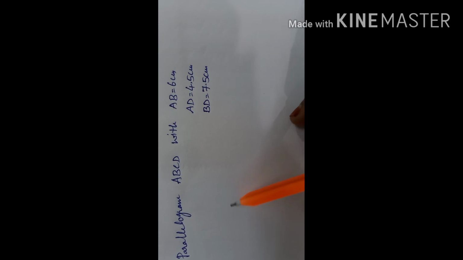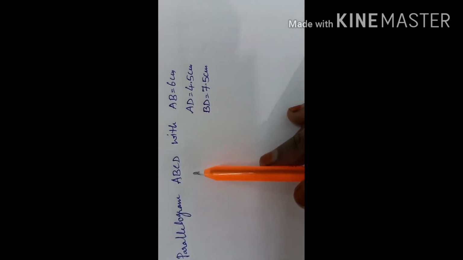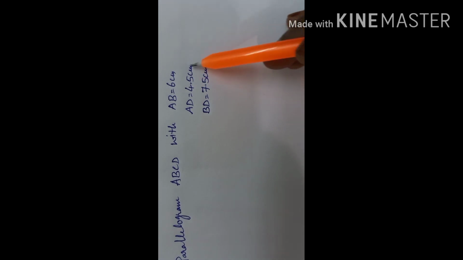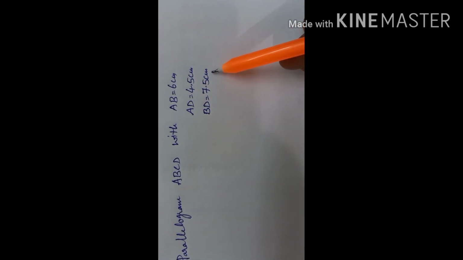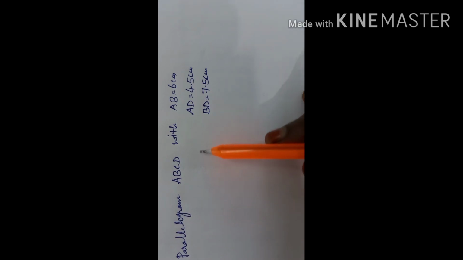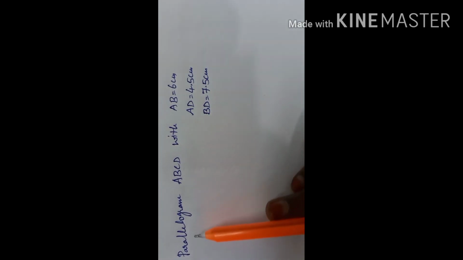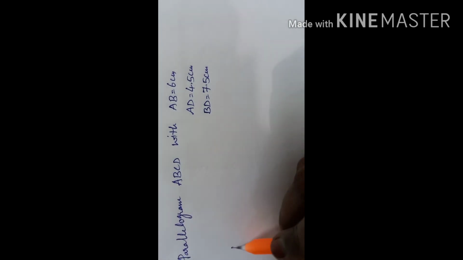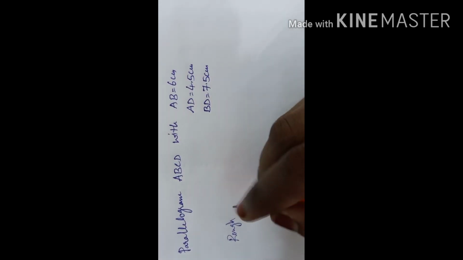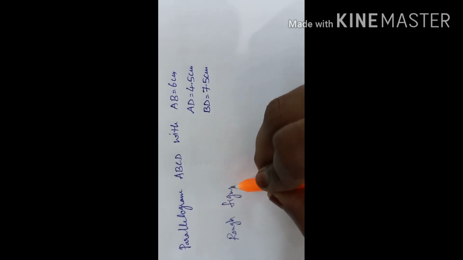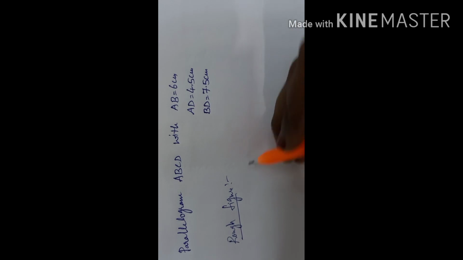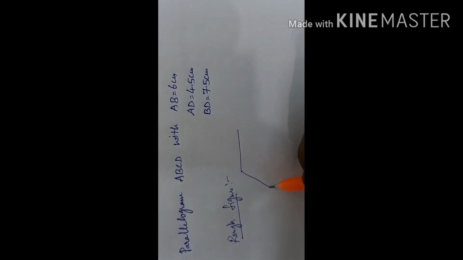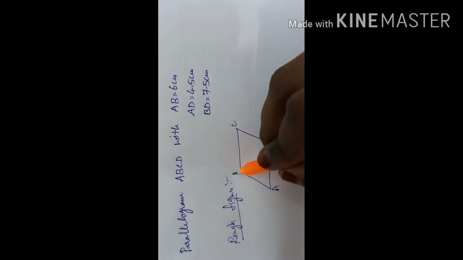Children, another construction, draw the parallelogram ABCD with the given measurements. See here only 3 measurements are given. So in the previous example also, in method 1, we have also discussed. That means in parallelogram, opposite sides are equal. In this also we use same method. That means first you write down rough figure. Rough figure means you can draw simply with your hands.